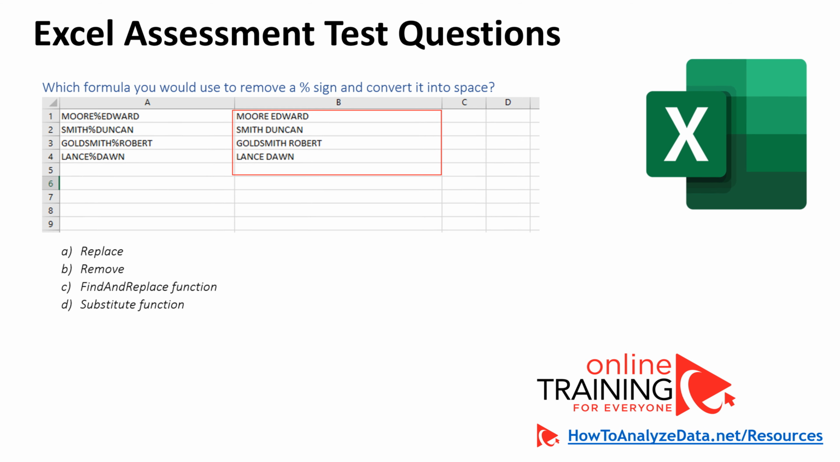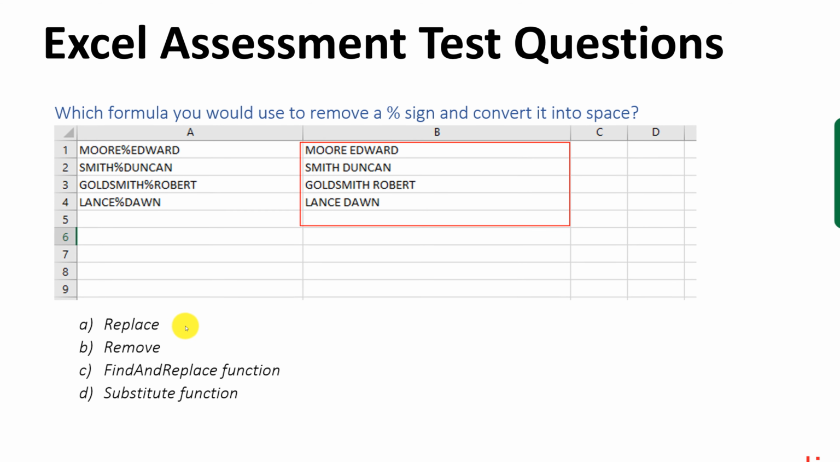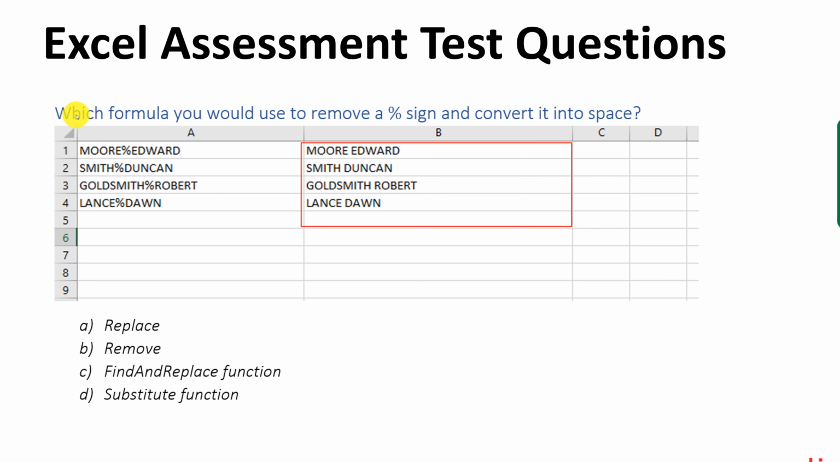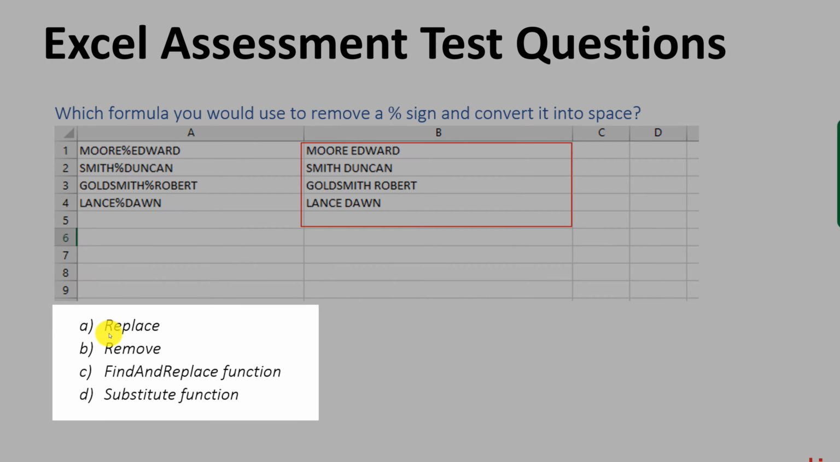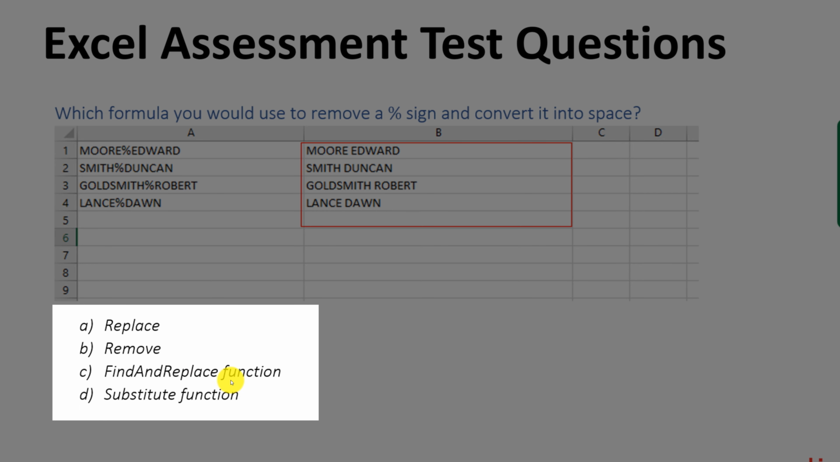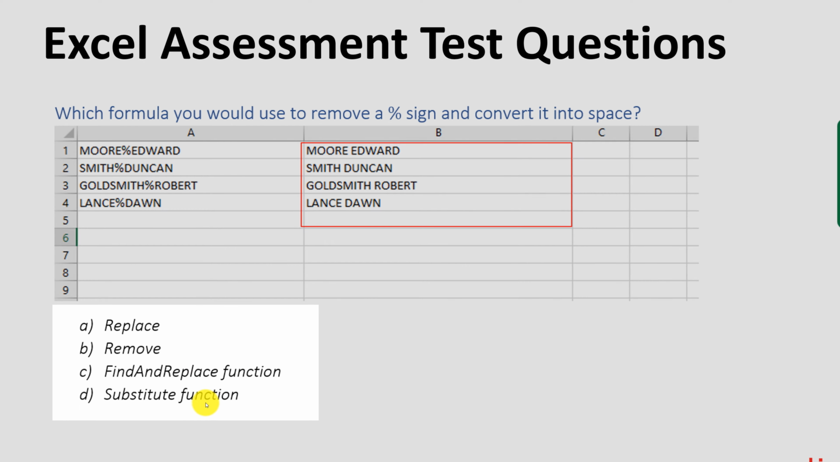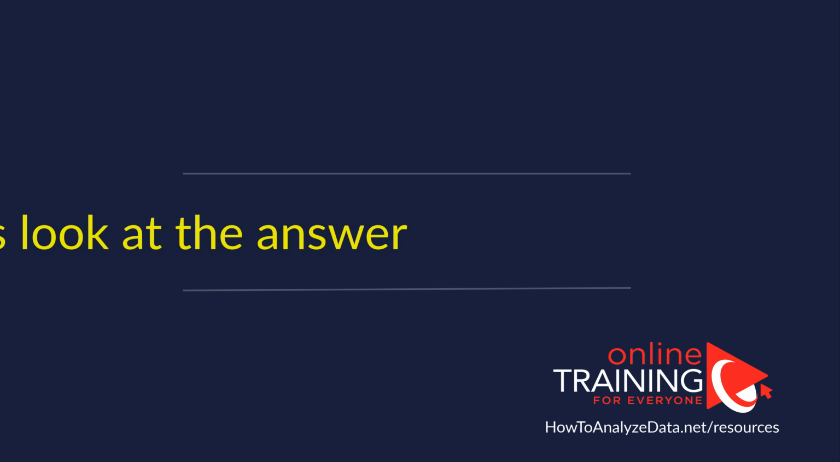Very often, you might be asked the question on how to perform a specific function in Excel. For example, in this question, which formula would you use to remove a percentage sign and convert it into space. In the example given, you see that in column A, there are values that have a percentage sign in between the words. And in column B, the values already have the percentage sign replaced with the space sign. And the choices presented are replace, remove, find and replace function, and substitute function. So which one would you choose?